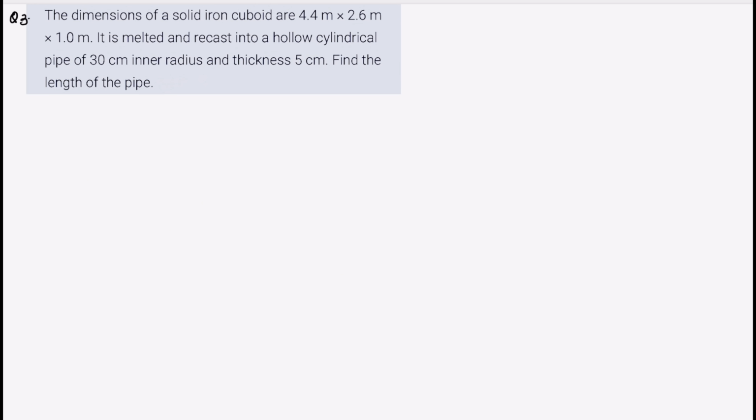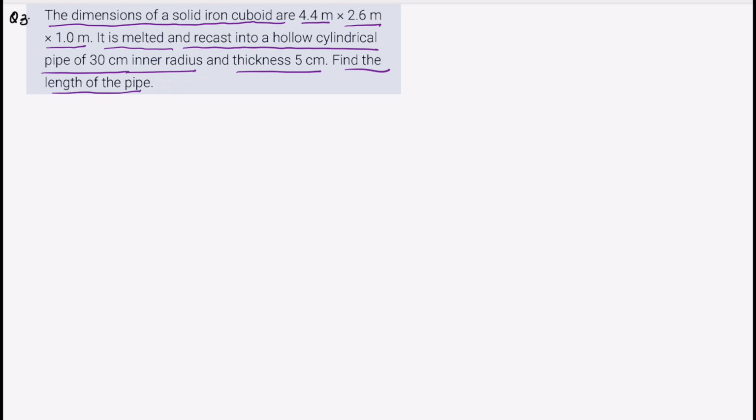Clear? Okay. Now question number 3 is saying the dimensions of a solid iron cuboid are 4.4 meter into 2.6 meter into 1 meter. It is melted and recast into a hollow cylindrical pipe of 30 centimeter inner radius and thickness 5 centimeter. Find the length of the pipe.